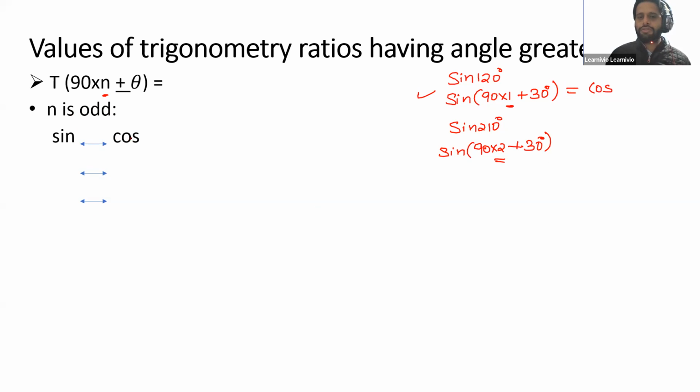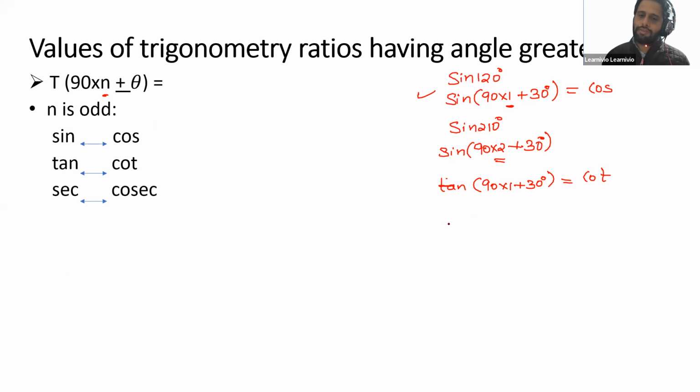Okay, and if in the question we have a cos, then cos will change into sine. Is this clear, Yusra and Hutika? Yes, sir. Okay. Now next, tan will change into cot. So suppose, for example, we have a question like this, tan(90 into 1 plus 30 degree). In this one, tan will change into cot. And sec will change into cosec. So if we have a question like this, sec(90 into 1 plus 30), this will change into cosec.